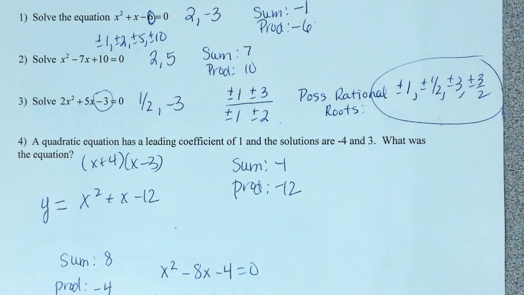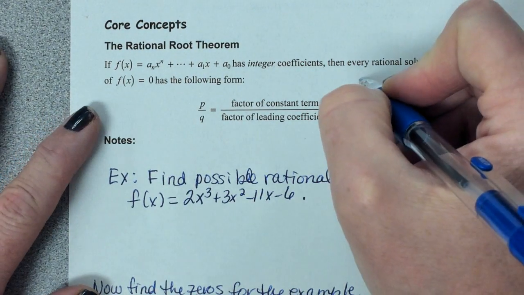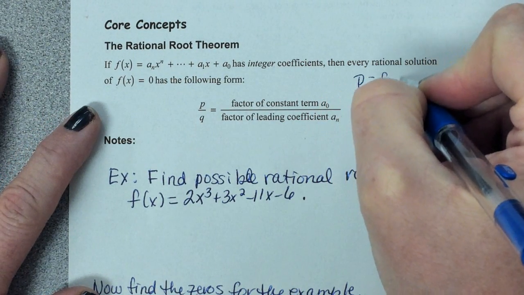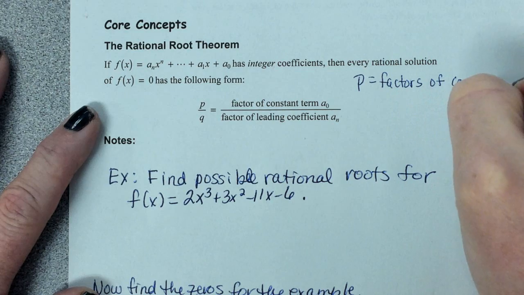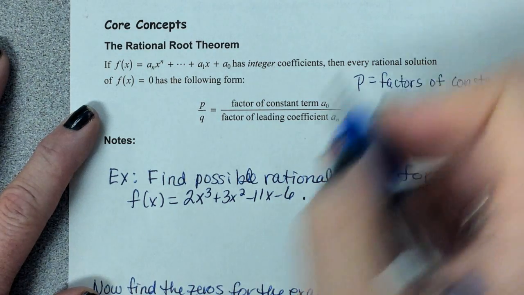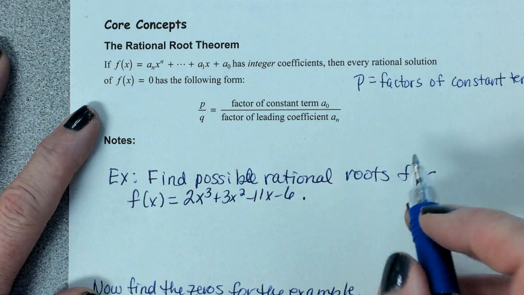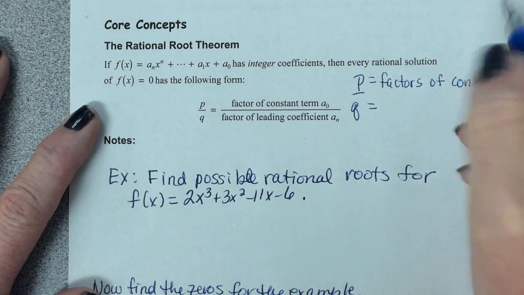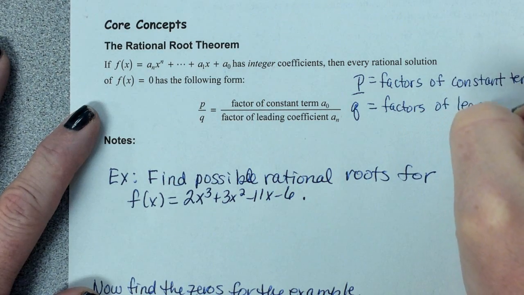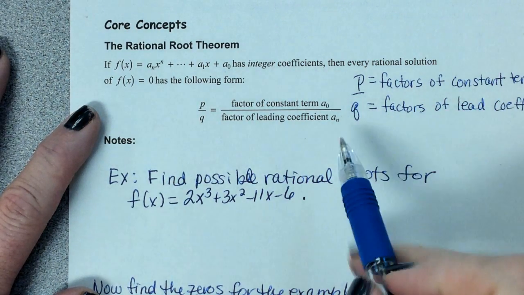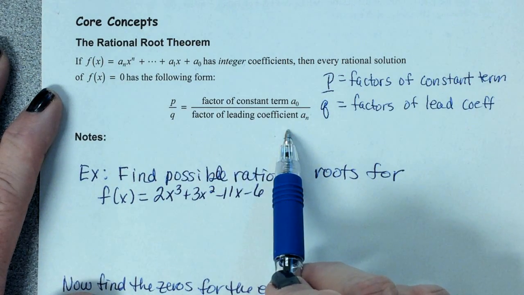Okay? So, looking back here now, what we're always going to do first is we're going to find P. P is always going to be the factors of the constant term. So P, we're going to look right here at the end. Whatever the factors are, that's what we're going to find. Q is always going to equal the factors of the lead coefficient. And we just divide them, just like I showed you. Okay? It's exactly what's written here.